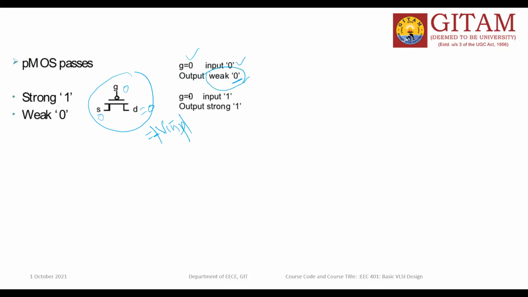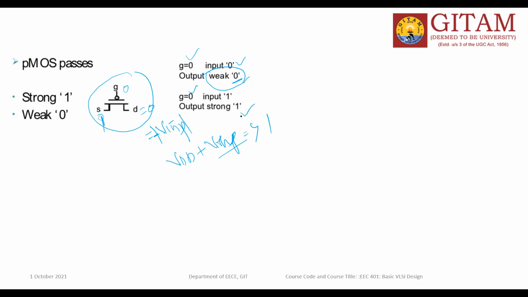For example, if the G is 0, this is closed. Now if the input is applied here, what is the output? It is VDD, not minus, plus VTHP, because the threshold voltage of the PMOS transistor is negative. So minus of minus becomes plus. So this is more than 1. So that is strong logic 1.